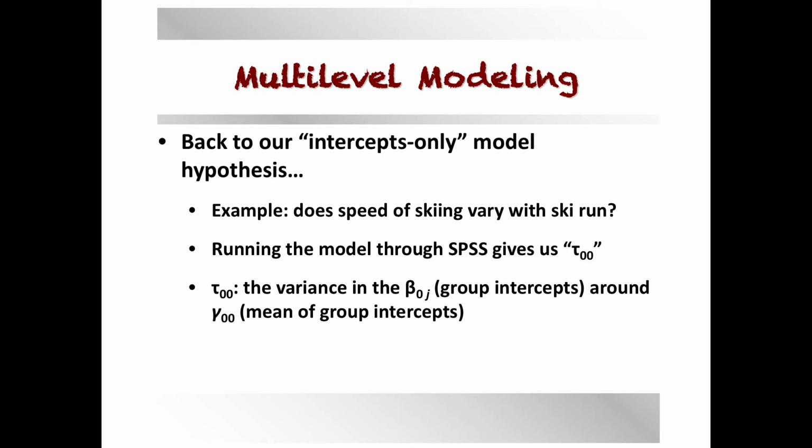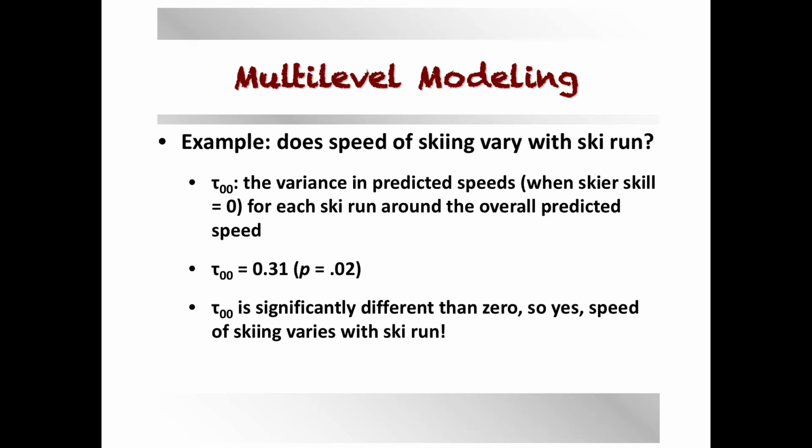So for the intercepts only model, we're wondering if speed of skiing varies with ski runs. So this is your test of whether the intercepts vary significantly around the mean group intercept. So we have that 4.98, that's our gamma, that's our mean of group intercepts. We're trying to figure out if the intercepts vary significantly around that value, and this statistic is called tau, T-A-O, and that is tau 0, representing the variance around the group intercept mean.